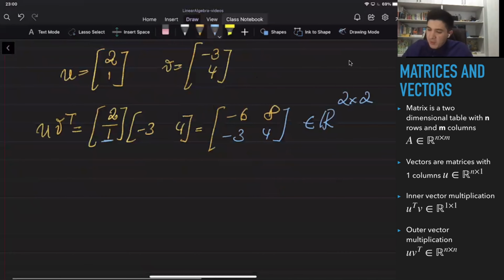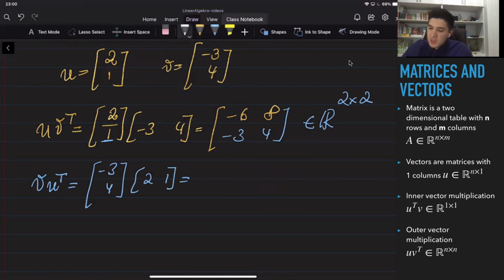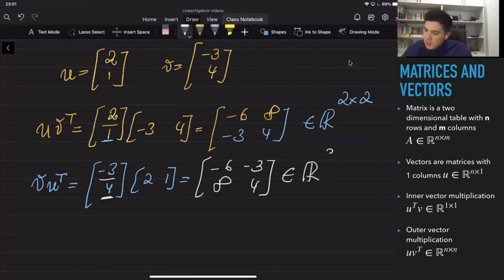So let's multiply V by U transpose. It's going to be minus 3 and 4 times 2 and 1. Again, if you remember the algorithm, one element of the first vector is going to be multiplied by all the elements of the second. So it's going to be minus 6 and minus 3. And if you multiply the 4 by both of these, it's going to be 8 and 4. Okay, so which is really similar to this one, right? So this is going to be again 2 by 2.